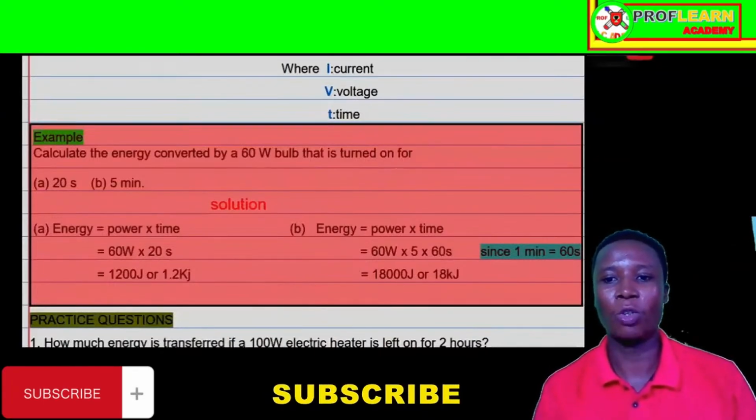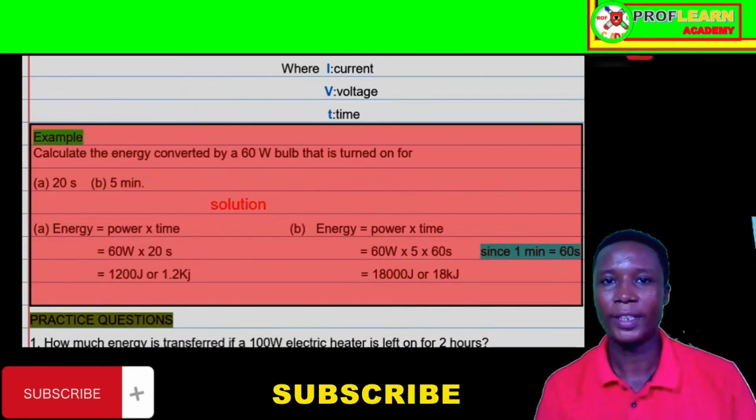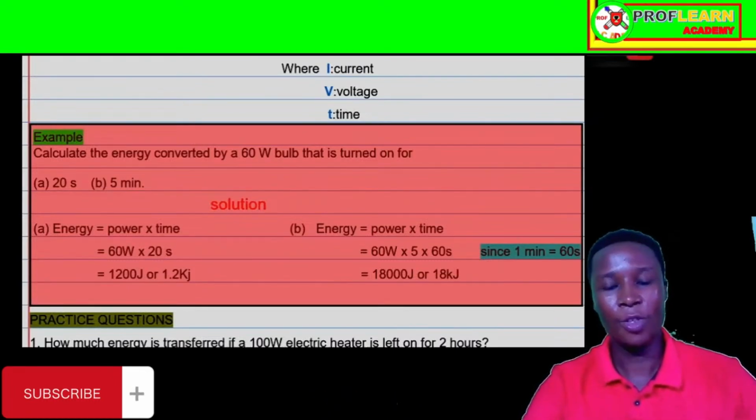But for part B, whereby we're given 5 minutes, the power indicated there is 60 watts. So it means we're going to multiply the power by the time, but that time we have to convert to seconds because we were given it in minutes. So that's going to be 5 times 60, such that it will be in seconds. And our answer for that case would be 18,000 joules. But if we convert that to kilojoules, it's going to be 18 kilojoules.